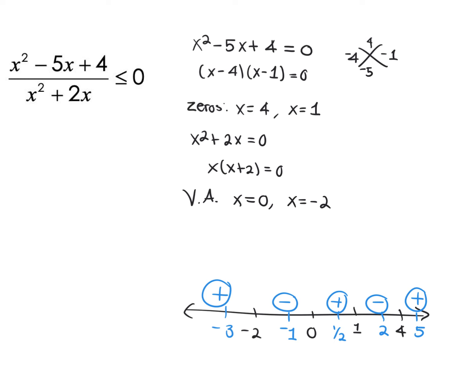So then we want when f of x is less than or equal to 0, that's going to be from -2 to 0, union 1 to 4. And we don't include -2, and we don't include 0.